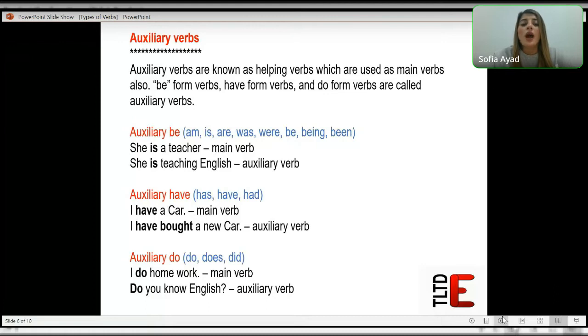Auxiliary be: am, is, was, were, be, being, been. These are the examples of auxiliary be. She is a teacher. Here is a main verb.